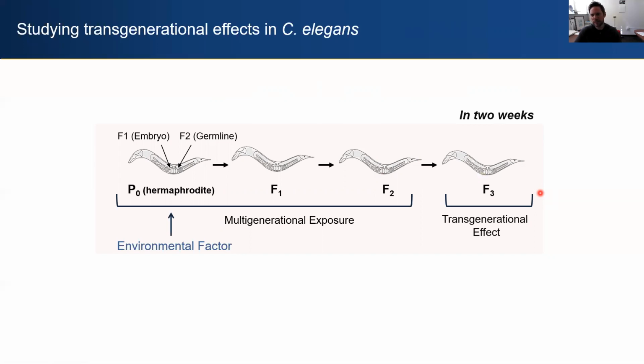Now, it's important to look at the F3 for studies, because when we expose a worm at the P0, the F1 is represented as embryos within this P0, and then the F2 is represented as precursors of the germline within those embryos. So any health effects that you may see in the F1 or the F2 may be caused by this direct exposure. So if you want to look at this transfer of information across generations, we have to start by looking at the F3 and beyond the F3, of course.